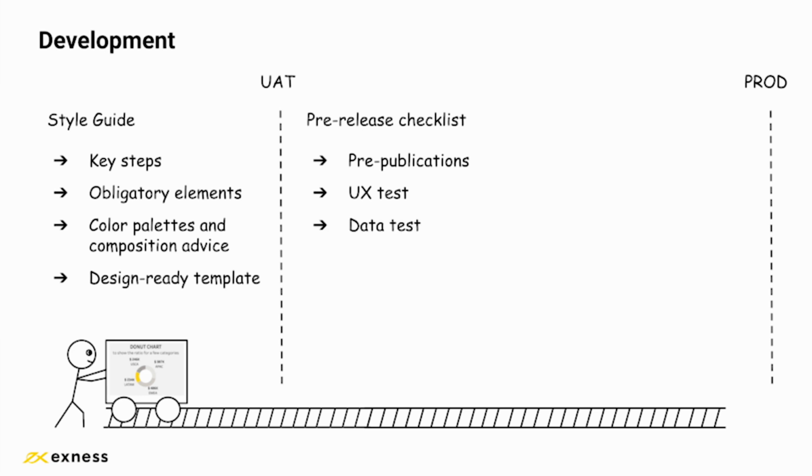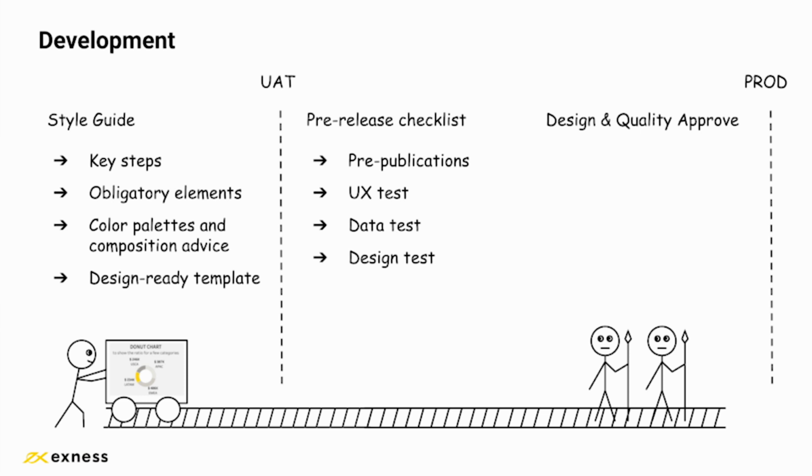Of course, we have a data test. It's about our data sources. As I mentioned previously, we try to keep all logic inside our data warehouse, so we check here that everything is okay with that. Of course, we have a design test. We have some advice in the style guide, and the developer should check all this stuff. And of course, we have the guards again, because the last stage is about design and quality approval.